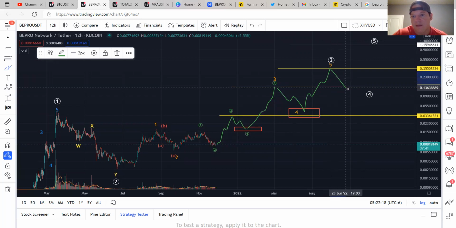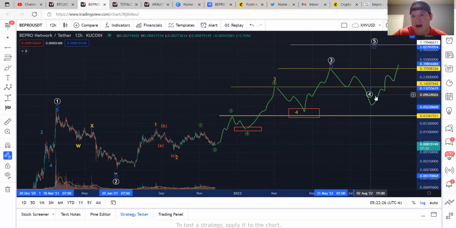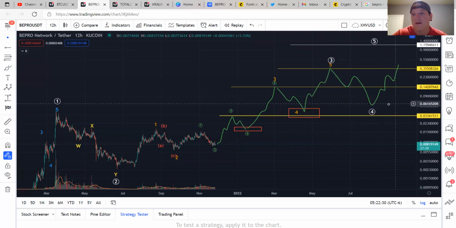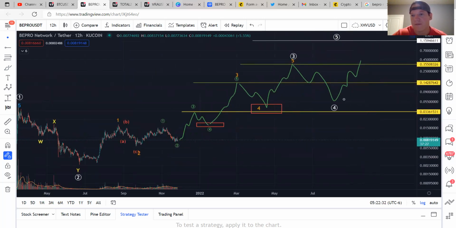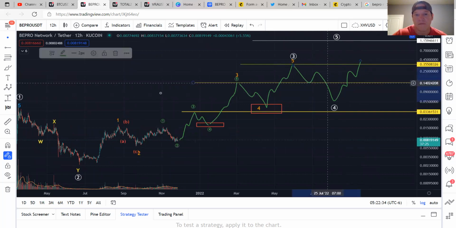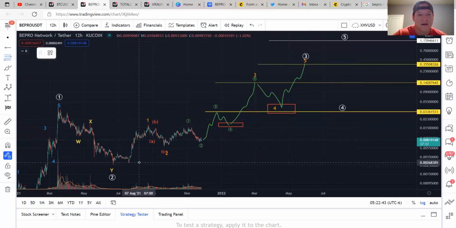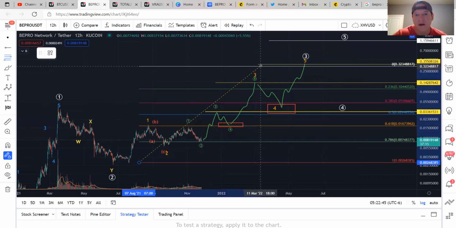Looking something like this. You got your correction here, and then a truncated 5th that does not cross and go above the top of your 3. And then after this, you would have your bear market, which would complete your 5-wave structure. But just for shits and giggles, let's say that doesn't happen. And let's say the market's still bullish as fuck and we decide to keep running.